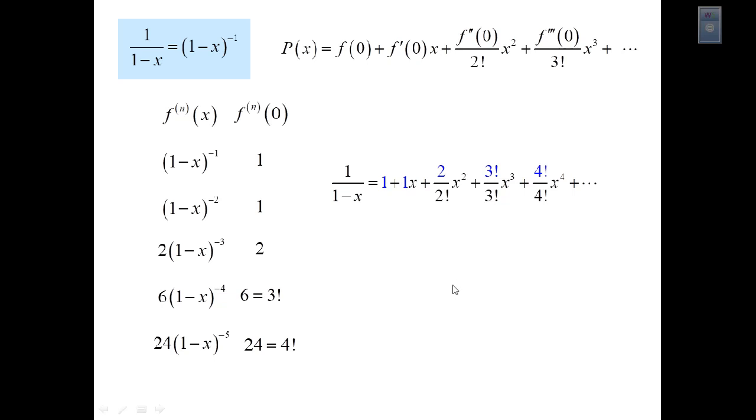This pattern will continue to give us plus x to the fifth, x to the sixth, x to the seventh. And notice we're not alternating signs. Our signs are all plus. So 1 over 1 minus x is this right here. You need to file that away. That needs to be something that you can recall.